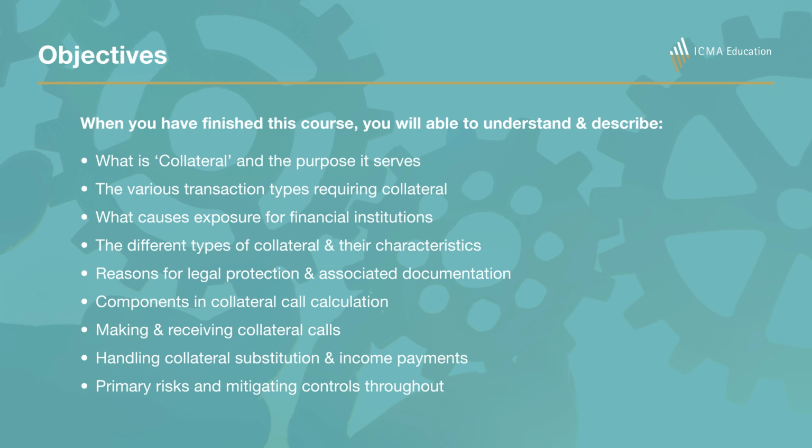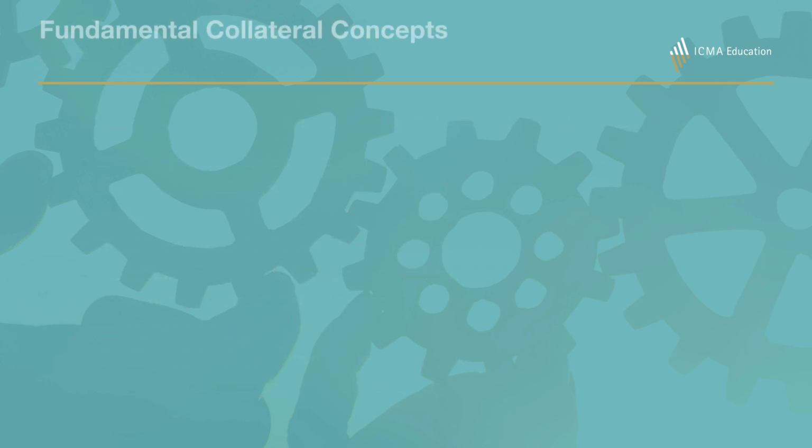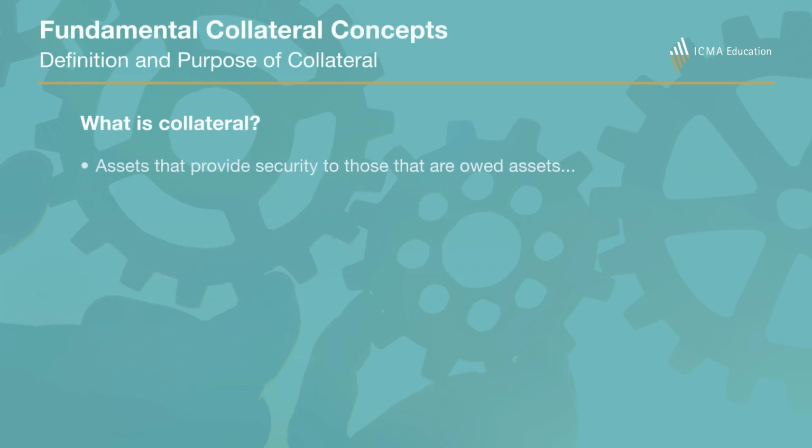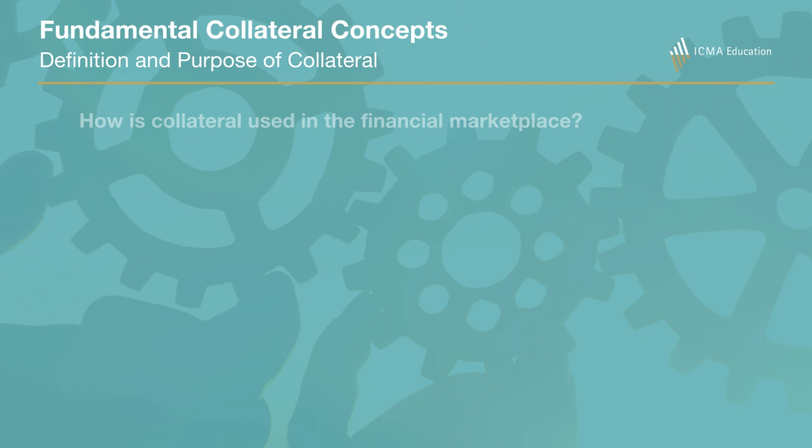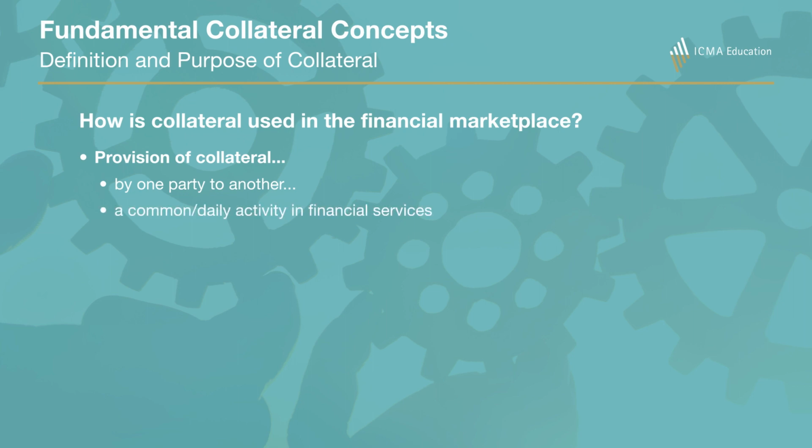To understand collateral management and all the related activities, we first have to understand what collateral is. Collateral can be generically described as assets that provide security to those that are owed assets. Thus, a creditor can minimize or reduce the risk of not having an asset returned. To better understand what that exactly means, we have to know how collateral is used in the financial marketplace. The provision of collateral is done by one party to another, for example, Bank A to Bank B, and is commonly considered a daily activity in financial services. However, though this is ideally done on a daily basis, it is not necessarily done daily.